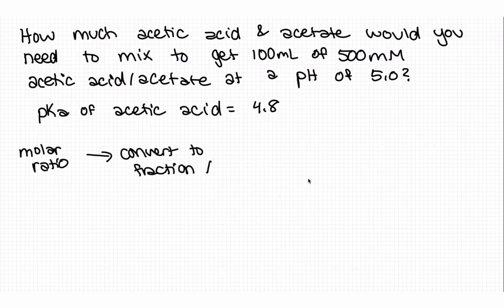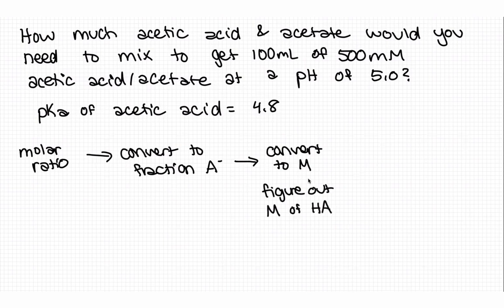What we're going to do is find the fraction of the deprotonated form. That's going to be the easiest to find. We only need to find the fraction of one of them, and we can figure out the other. So basically, we can convert that to a fraction, then convert that to molarity. Once we have that in molarity, we can figure out the molarity of the HA just by knowing that those have to sum to our 500 millimolar. And then for each of these, we just need to take the volume into account to find the number of moles. Okay, so let's go ahead and solve this.